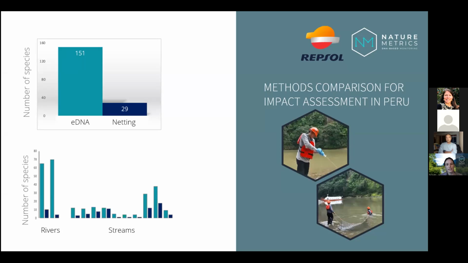And what was interesting here is that that's not the same across all of the different environments. So in small streams, the netting is quite efficient, and actually you get quite similar levels of diversity from the two methods. It's in the rivers that the eDNA has a huge advantage, because the netting is just really, really inefficient in the rivers, only picking up a tiny proportion of what's there. And we've seen that time and again across different high diversity systems.